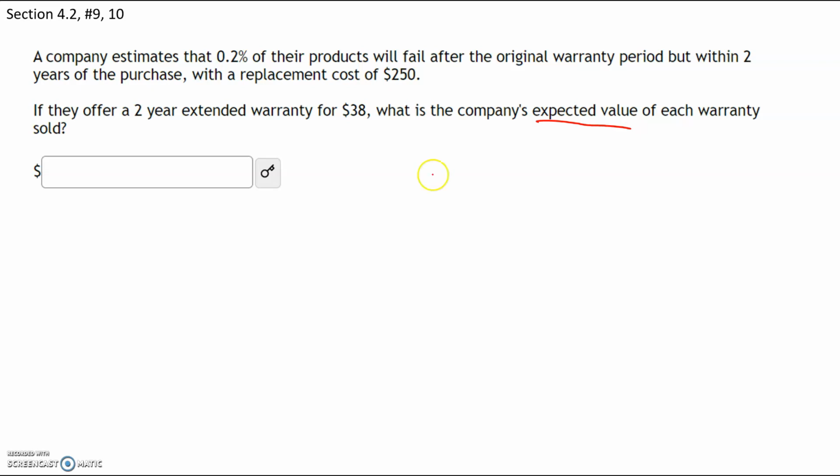Okay, we have scenario 1 and scenario 2. So in this case, scenario 1 is that the product fails, and scenario 2 is that the product doesn't fail. So those are going to be our 2 scenarios. On the left side, the rows are always going to be the same. There's going to be a gain, a loss, and the net value. It's always going to be your setup for any expected value problem.